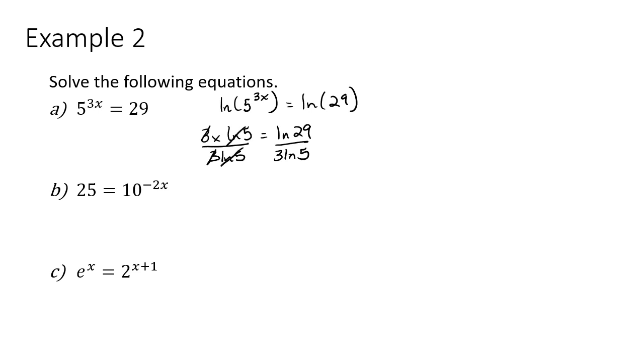And so our final answer here would be the natural log of 29 divided by 3 times the natural log of 5. It's important to remember here that we have no property for simplifying the division of two logarithms. This does not simplify. It's as good as it gets.